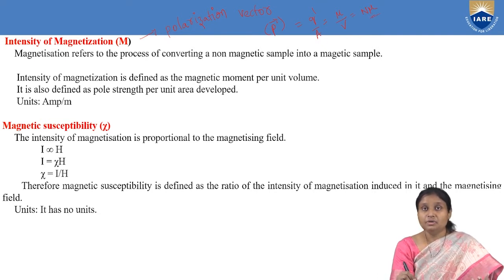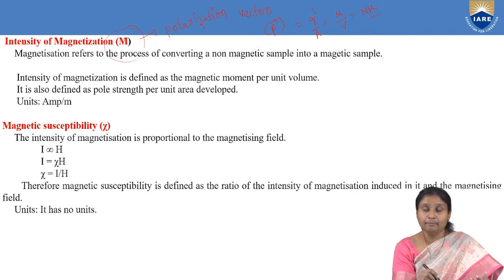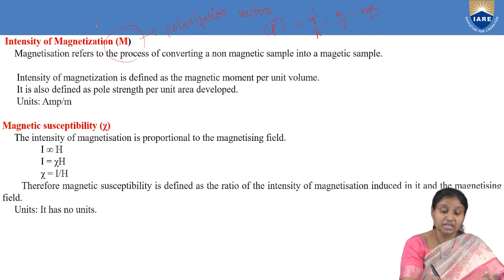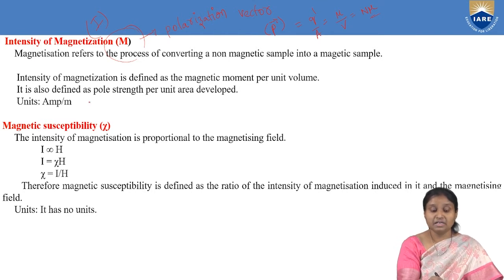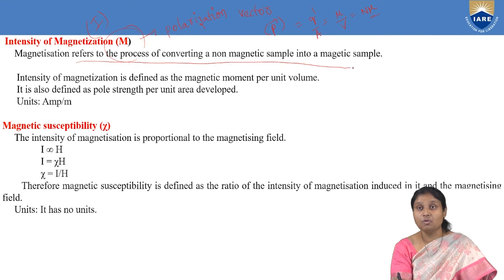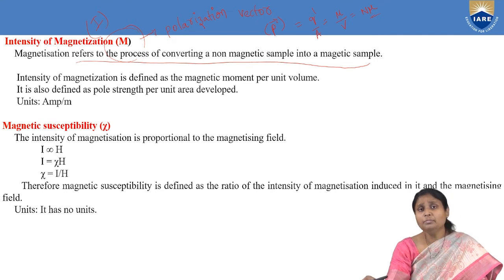Similarly, when we talk about intensity of magnetization, what is the notation? M. Some will refer to intensity of magnetization by I also. So the notation can be taken as I, or it can also be taken as M. Generally, magnetization is the process where a non-magnetic material is converted to a magnetic material. And in order to convert a non-magnetic material into a magnetic material, we have to apply an external magnetic field.